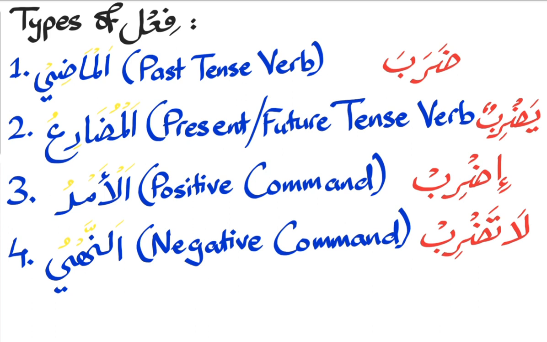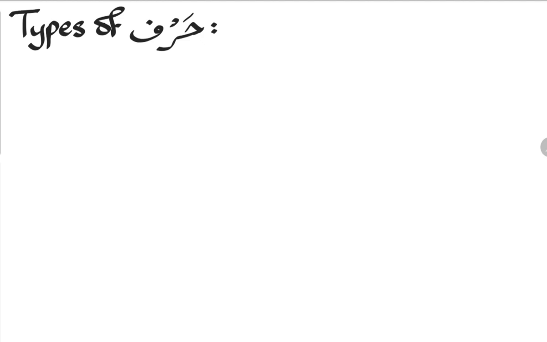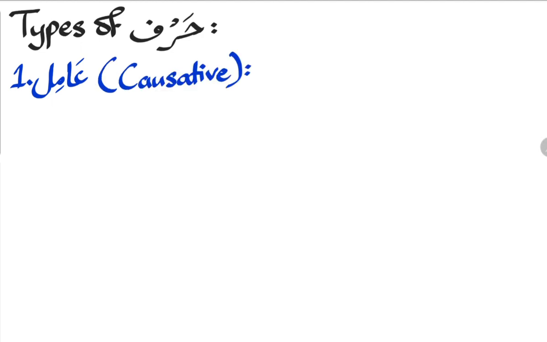Now let's move on to the types of particles, and this is going to be the last part of the lesson. Aqsamul harf, the types of particles. Harf only has two types, amil and ghayrul amil. The first one is amil, which means a causative particle. Al-harful amil is basically a harf which causes i'rab change in the word after it, meaning it governs the word after it. It's able to influence the word after it.